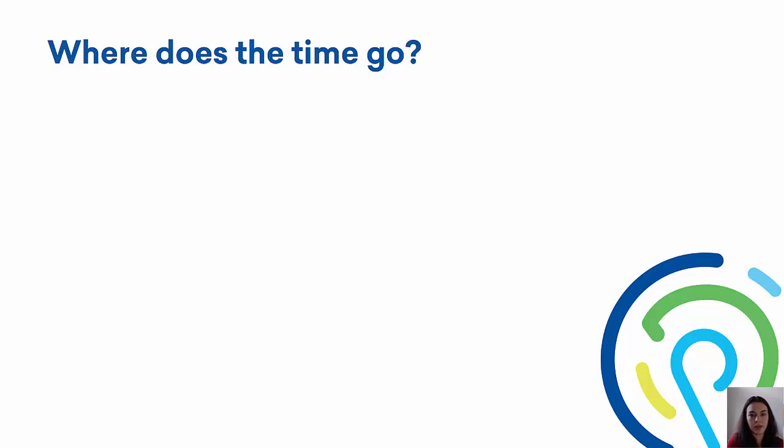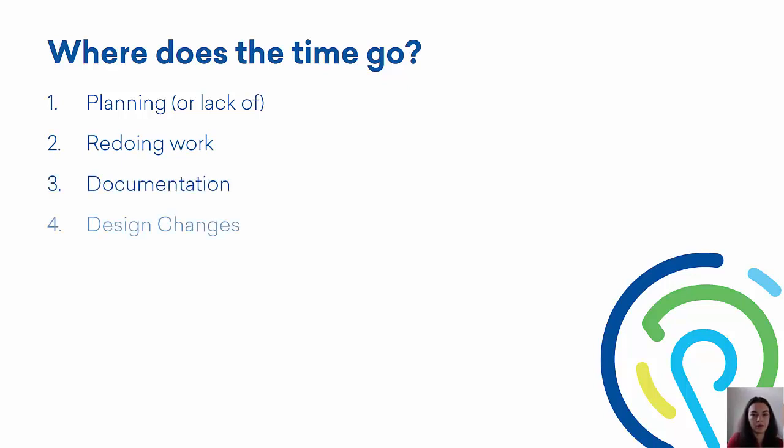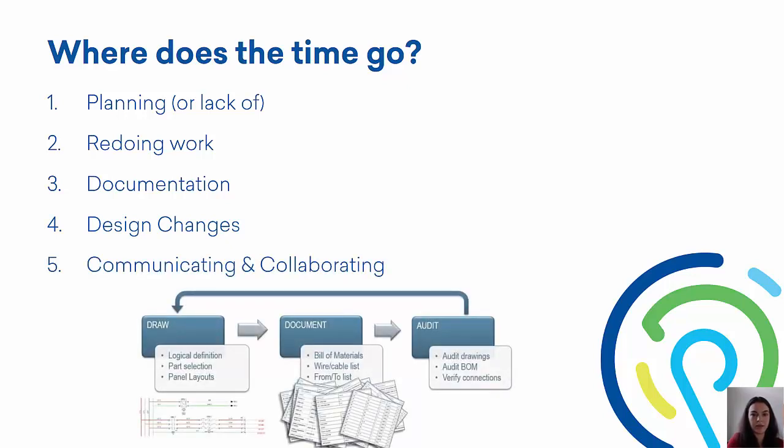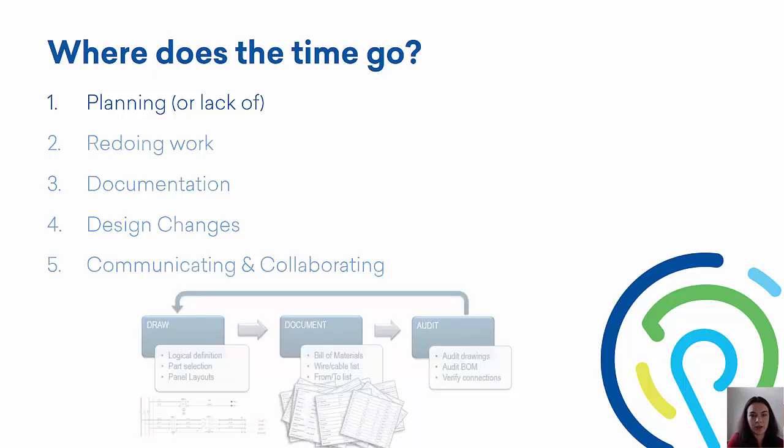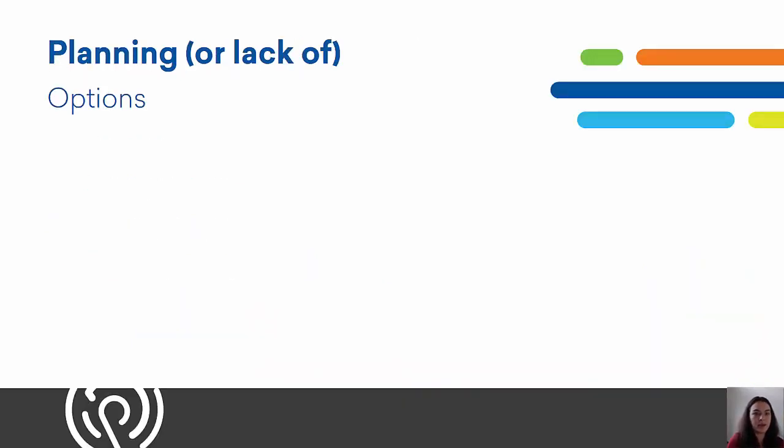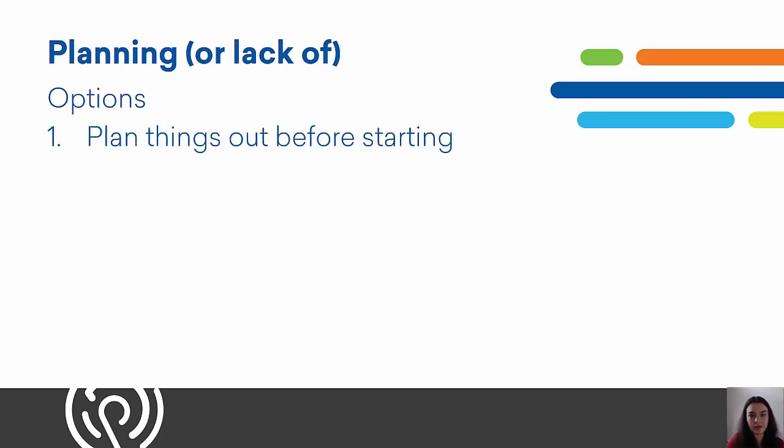The 5 main bottlenecks we're looking at today are planning our project or not, redoing work that has already been completed, documenting our work, making design changes, and communicating and collaborating. So the first place we might spend time is planning out our project. This one is a double-edged sword though, because most of us have 2 options and neither one is really very good. The first option is to go through with planning, make a couple of high-level diagrams, and then we essentially move on to actually drawing our schematic.